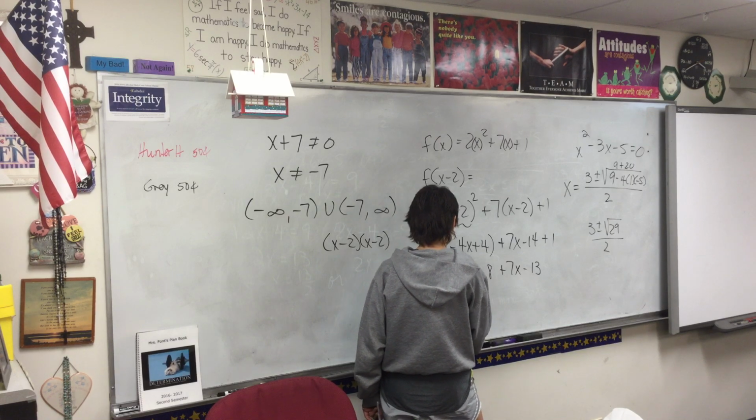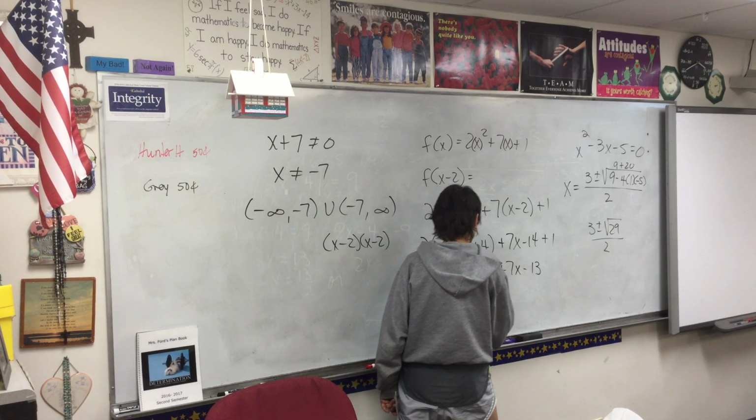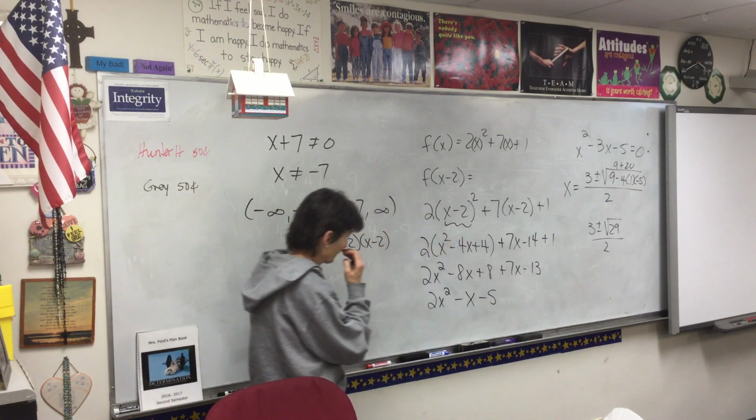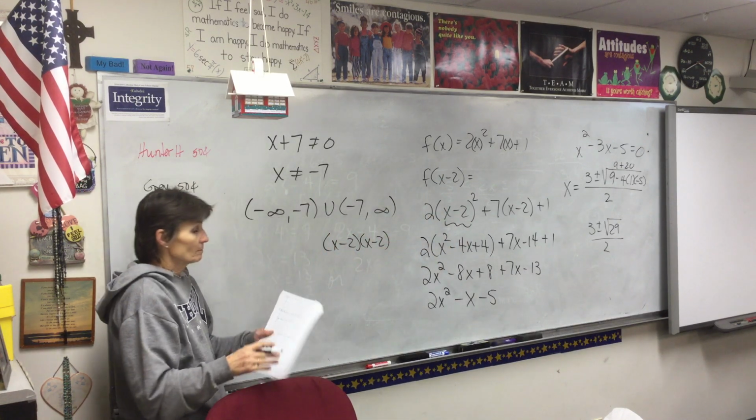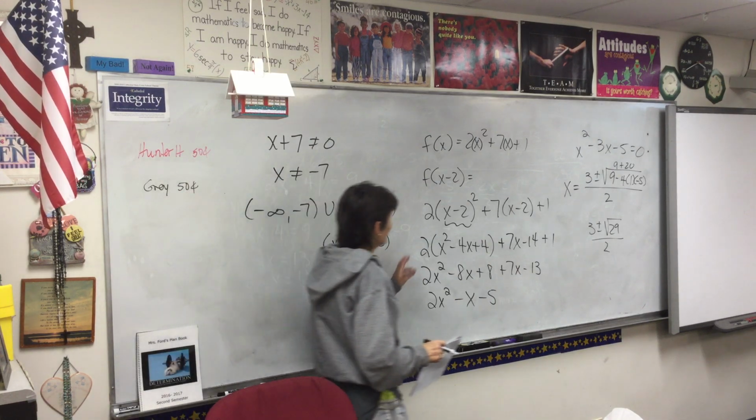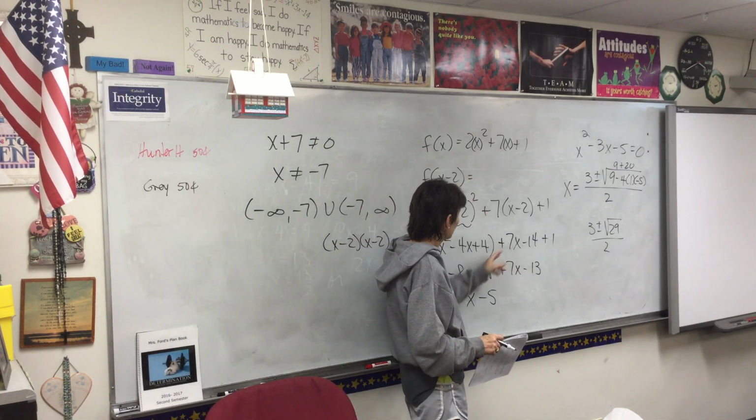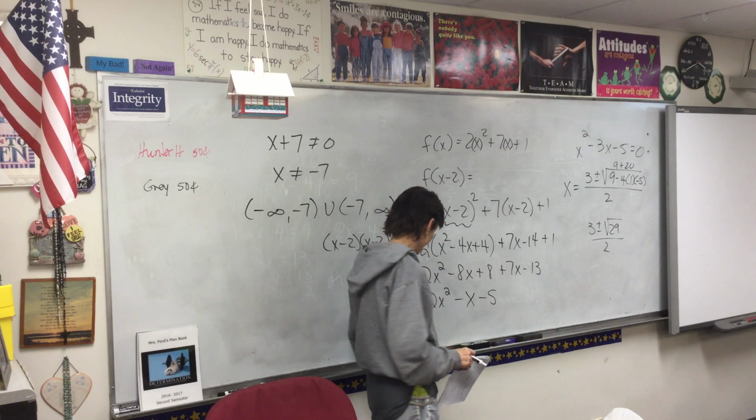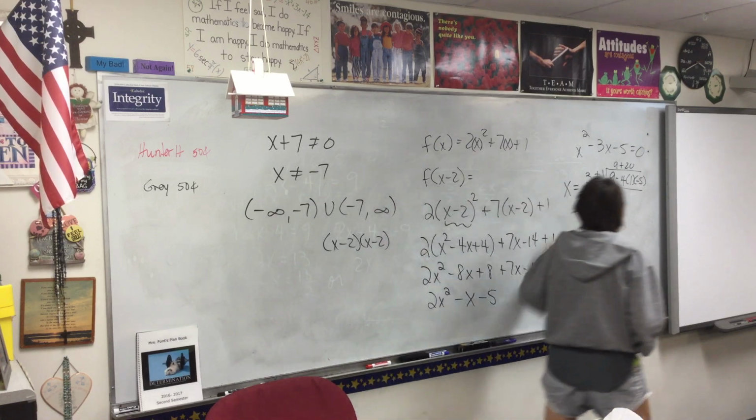2x squared minus x minus 5, I think. Yep. And that's it, you're done. You're not doing anything with that. You're just plugging x minus 2 in and seeing what comes out. This is what comes out.